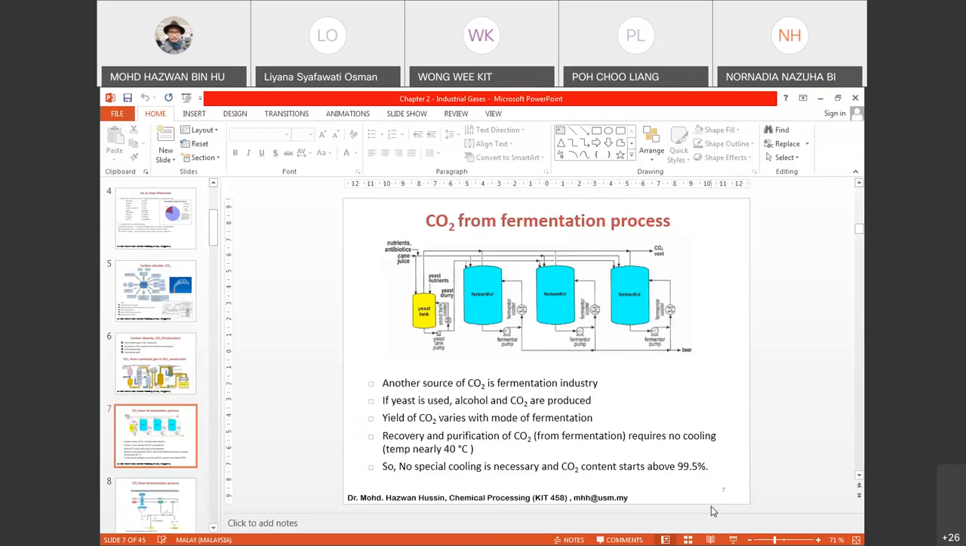So another source of CO2 is fermentation industries. If yeast is used, alcohol and CO2 are produced. The yield of CO2 will vary with the mode of fermentation. Recovery and purification of CO2 from fermentation requires no cooling because the temperature is around 40 to 45 degrees C, so no special cooling is necessary, and the CO2 content is above 99.5%.